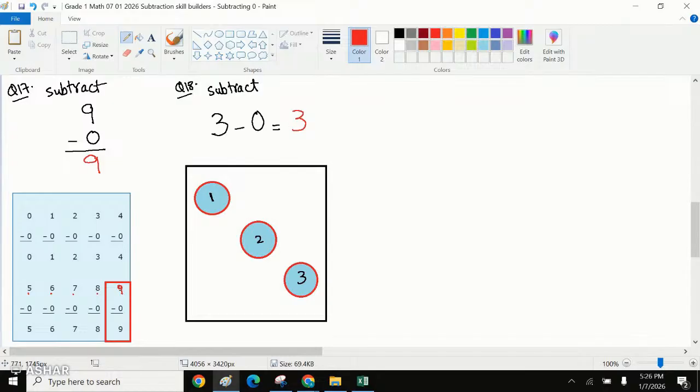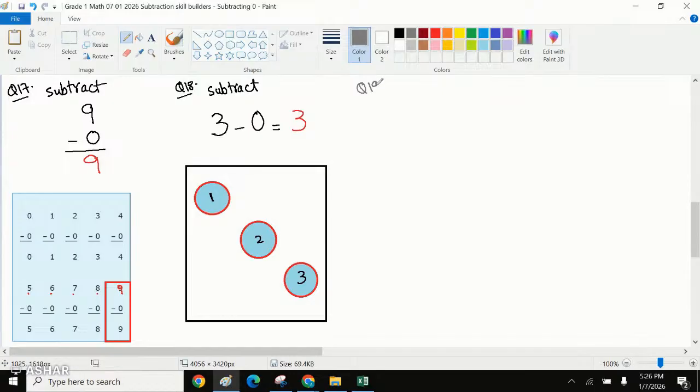Let's try to do some more questions. Let's try to do some questions from the test. Yes, I think we have more. Let's try some more, then we'll do the test.